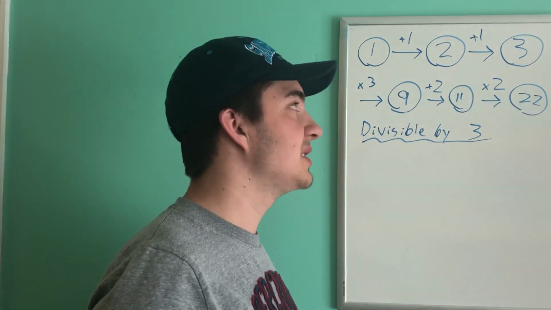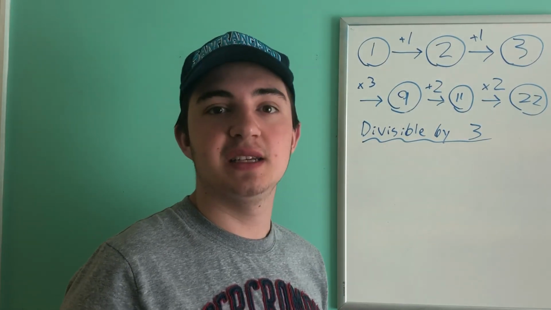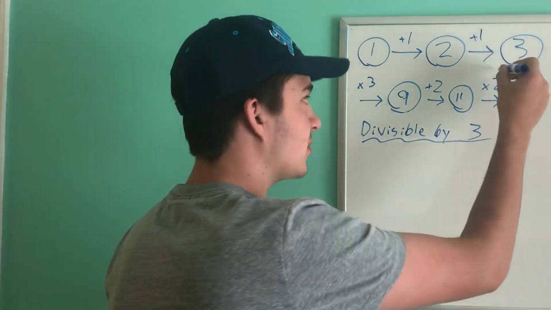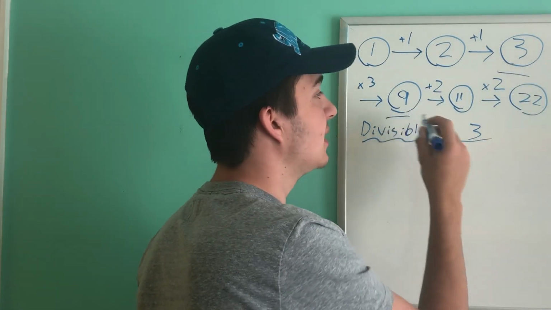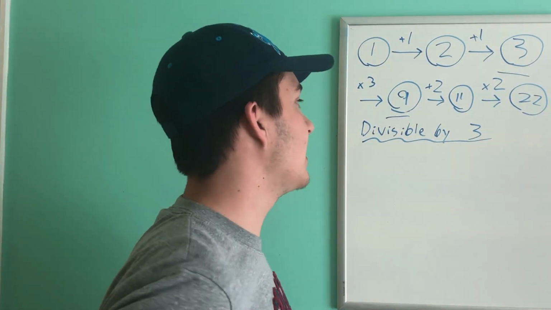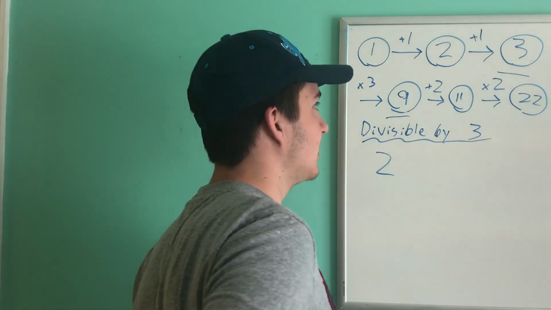So how many of these are divisible by 3? Well, let's go through them. 3, 6, 9, 12, 15, 18, 21, 24. Those are the numbers we're looking for. 3, that's one of them. So the only ones so far are 3 and 9. So far we have 2, right? We only found 2 of these 6.